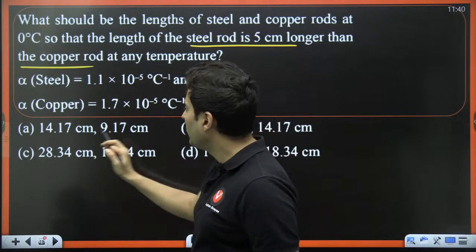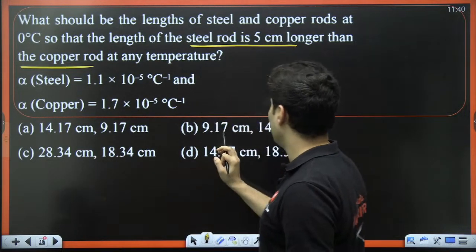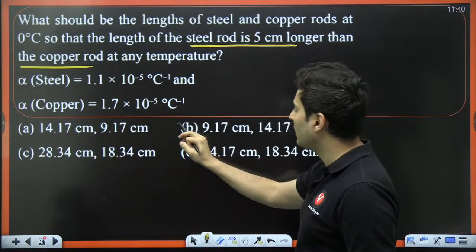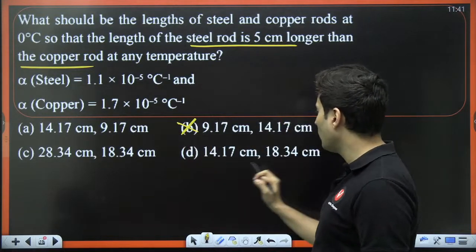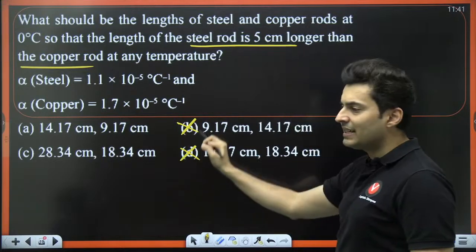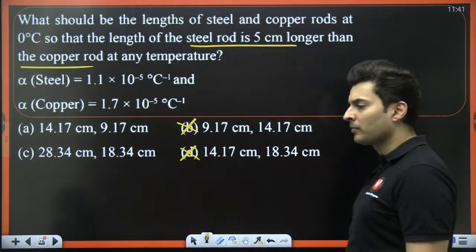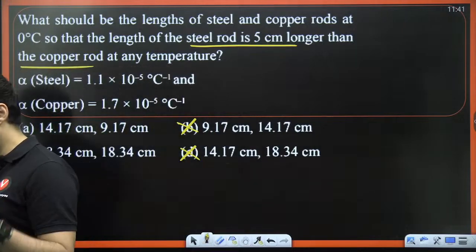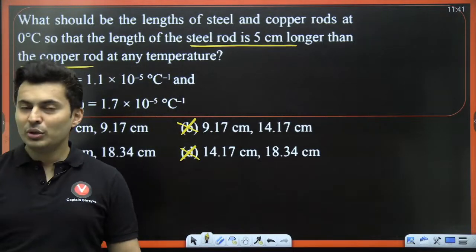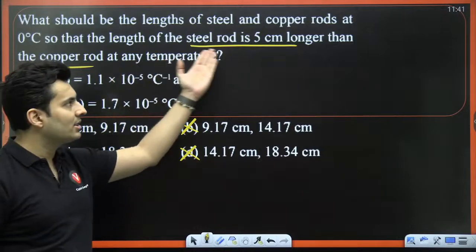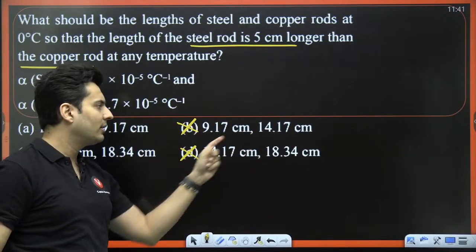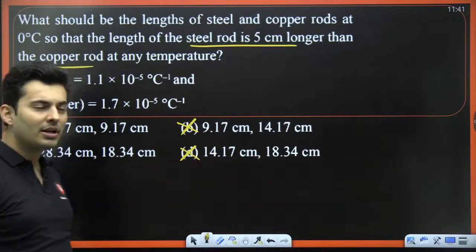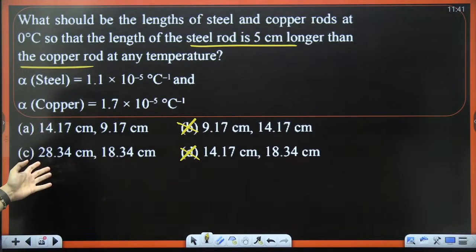So, longer than copper, longer than copper, no. Do you see, C and D options just got eliminated? How many of you saw that? C and D just got eliminated right now. You don't even have to think because it is clearly mentioned that steel is longer. This is shorter than copper, this is shorter than copper. So it will be either this or this.